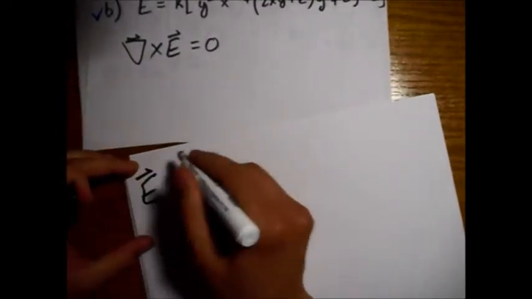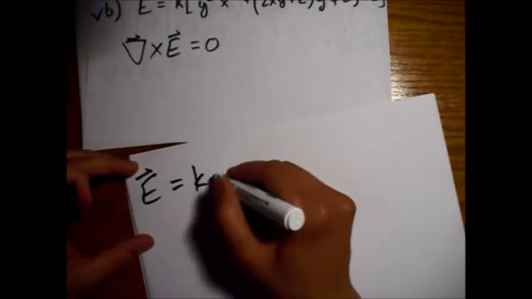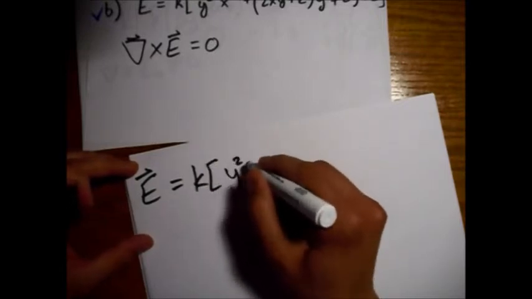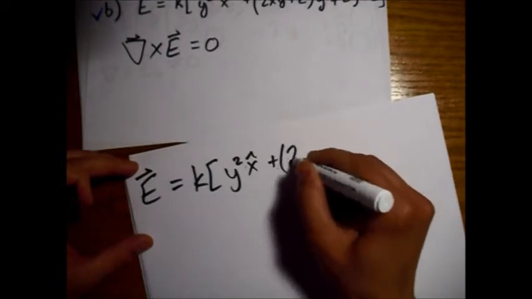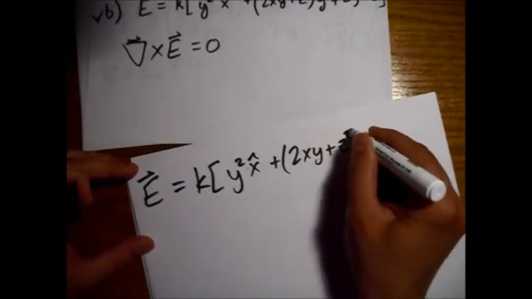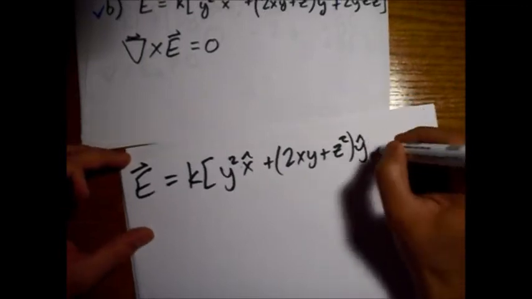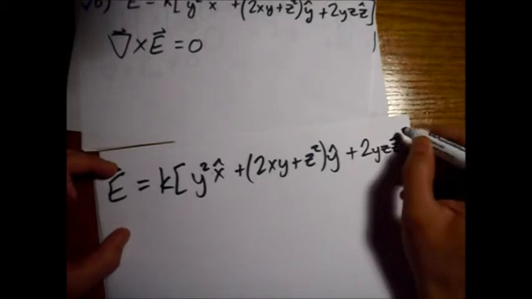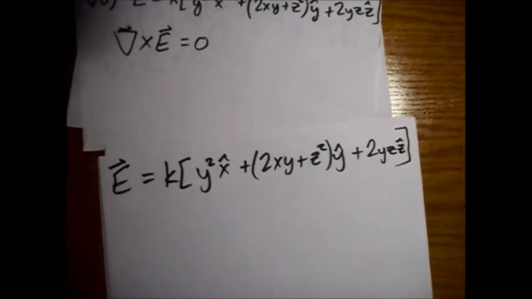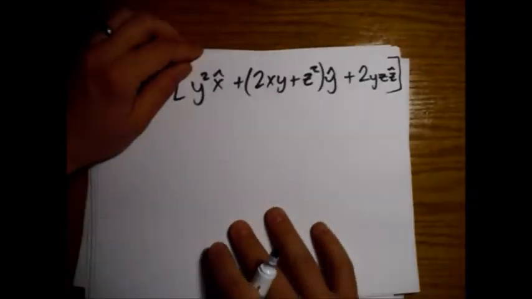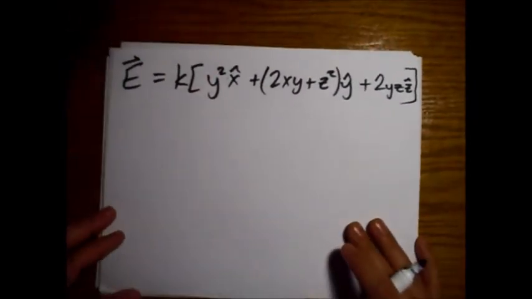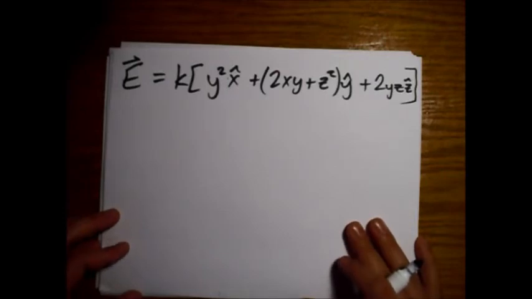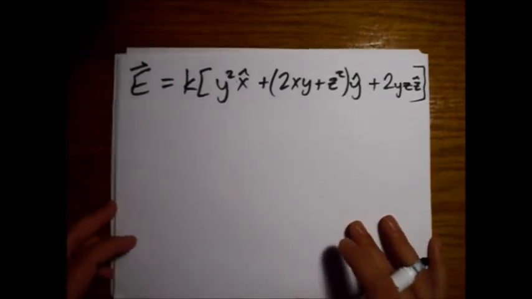So now that we found our good field, go ahead and copy that onto the top of this page, so we have it with us. y squared x hat plus 2xy plus z squared y hat, here's our winner, plus 2yz z hat. Barely have enough room. Okay, so what are we doing here? We are going to find the potential using the origin as our reference point.